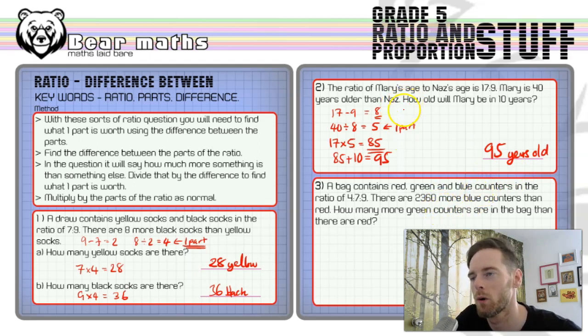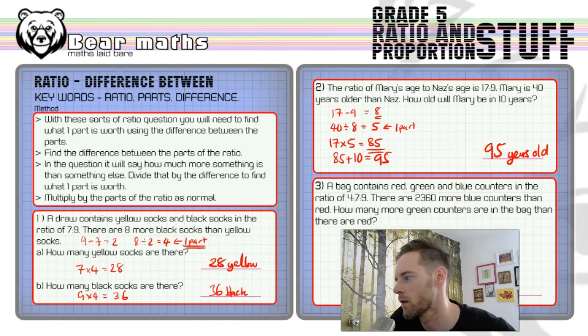We might need to work out how old Naz is as well, and all you'd have to do to work out Naz's age is to do 5 times 9, which is 45. And then in 10 years she'd be 55, obviously. Right, moving over to the third question.